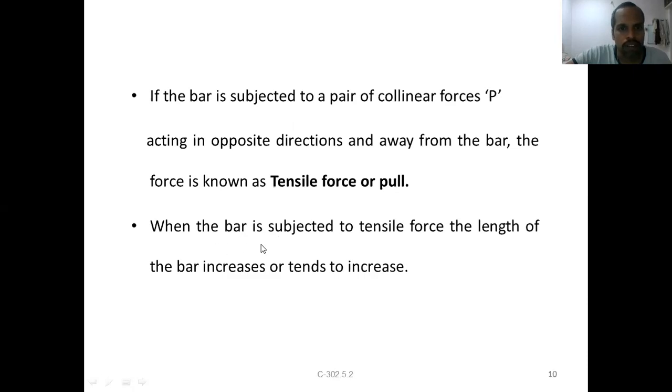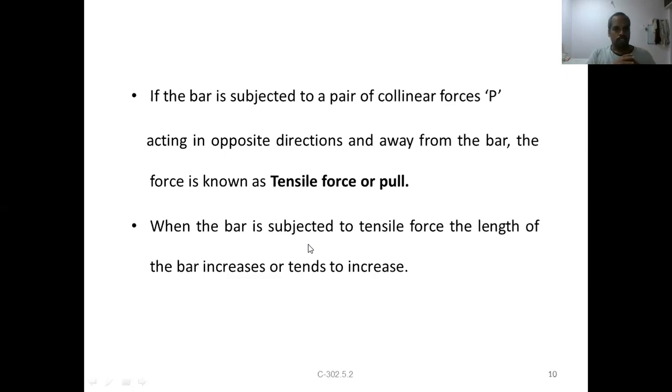When the bar is subjected to a tensile force, the length of the bar increases or tends to increase. Of course, at some point of load, you may not be able to observe any increase in length, because the load will be well below its limits. The amount of load applied on that member may not be sufficient to deform the member.